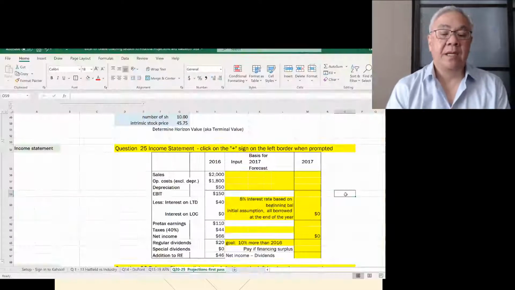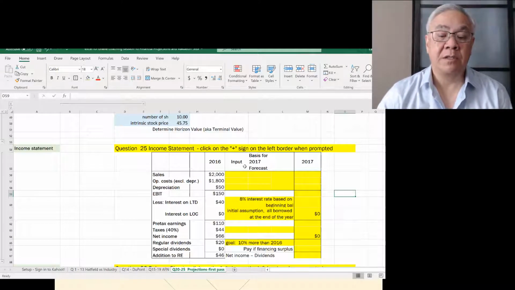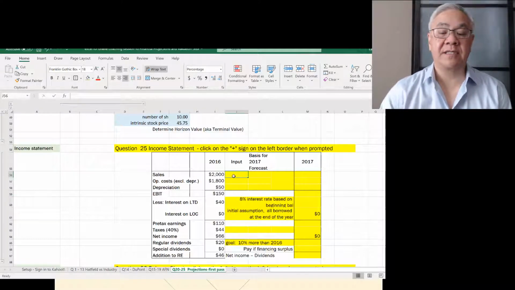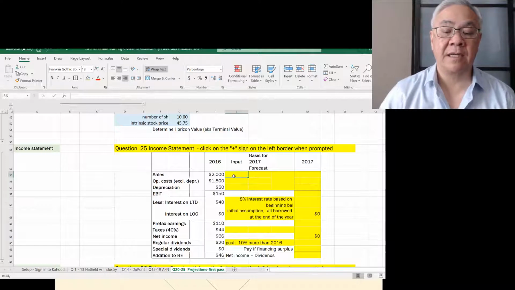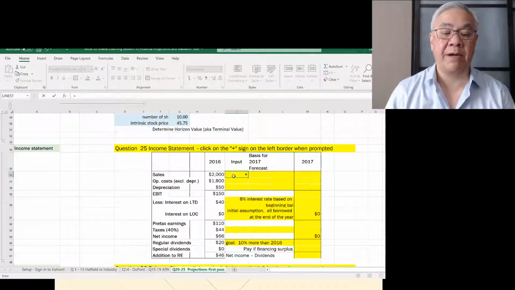Okay, let's do it together. So we have all the area in yellow, which is the area we need to figure out. We'll just put here, what is the growth in sales for 2017? And we kind of remember that, but let's just do it the right way.